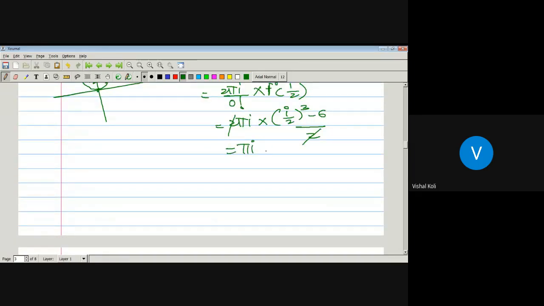(i/2) cube is i square into i, which is minus 1 into i, divided by 2 cube, which is 8, so minus i divided by 8, minus 6. This is equal to i into i square, which will be minus 1 into minus 1, plus pi by 8, minus 6 pi i, which is the required integral value. We can see z cube minus 6 divided by 2z minus i dz.